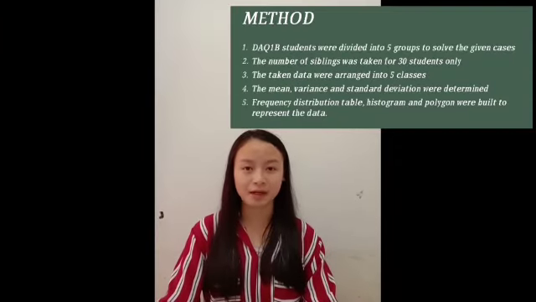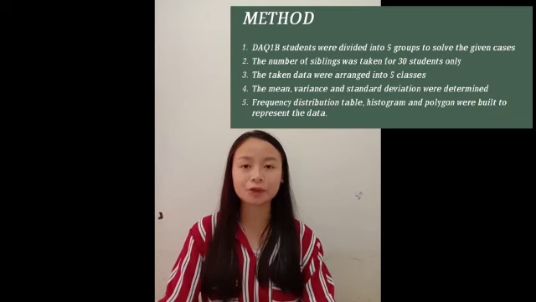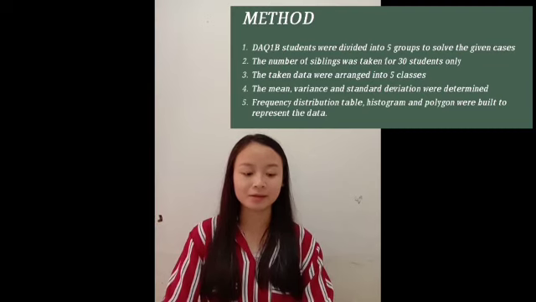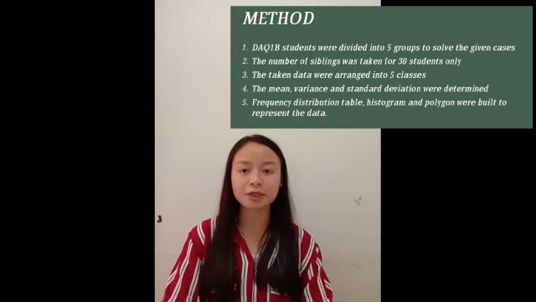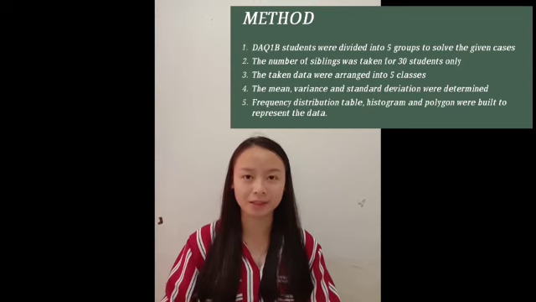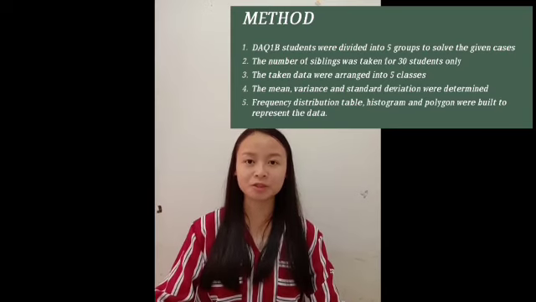The methods that we used are: firstly, the AQ1B students were divided into 5 groups to solve the given case. Secondly, the number of siblings was taken for 30 students only. Thirdly, the taken data were arranged into 5 classes. Next, the mean, variance, and standard deviation were determined. And lastly, a frequency distribution table, histogram, and polygon were built to represent the data.